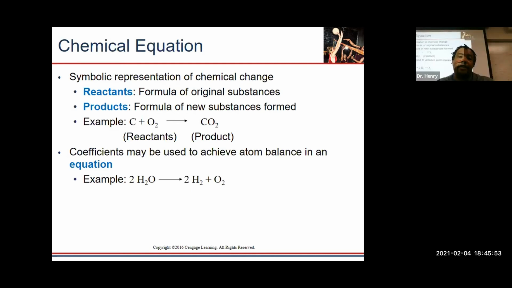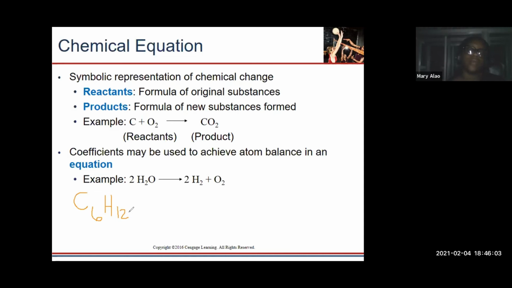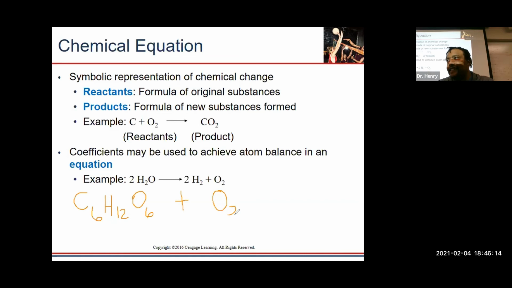So the chemical formula for that is, glucose is C6H12O6 plus O2 yields CO2. So you breathe out carbon dioxide and you go tinkle and water. Those are your products. So this chemical equation isn't balanced. Let me show you why it isn't balanced.